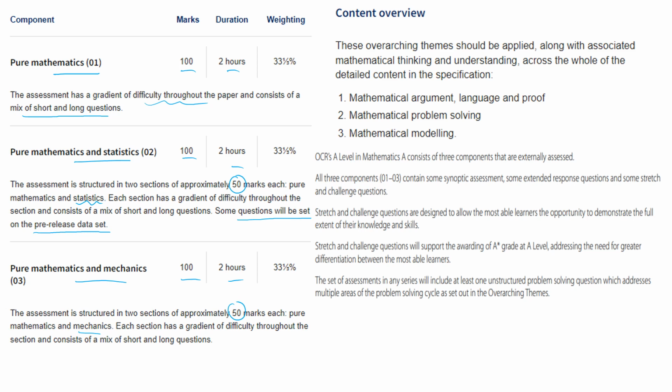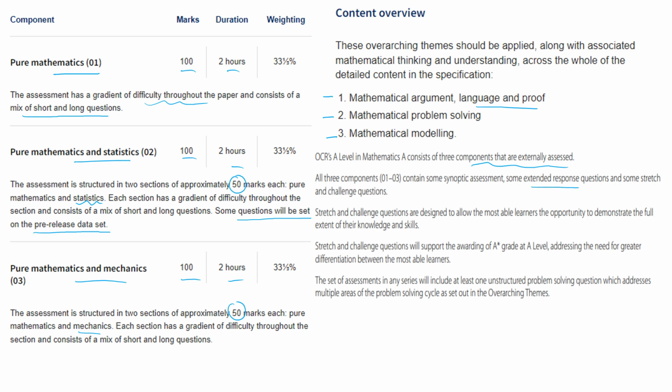Now within these 3 papers there are these 3 strands. There's going to be some mathematical argument, and they're looking at your language and how you can prove things. There's some problem solving questions, and then there's some mathematical modeling questions. So all these 3 components are going to be assessed.